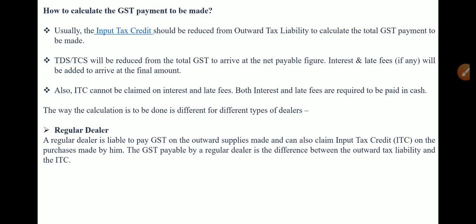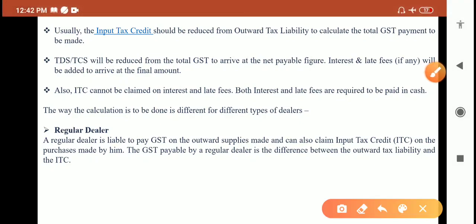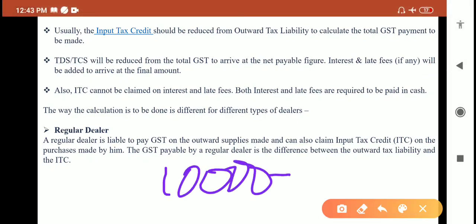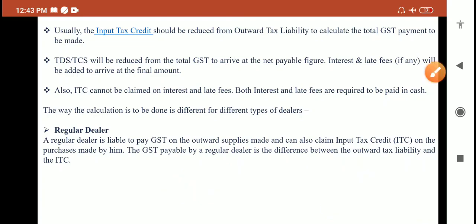It's very simple. So GST will be payable by the regular dealer, and if any ITC is applicable, the input tax credit credited to the dealer's account will be deducted. Say the total GST liability is 10,000. Input tax credit credited is 5,000, and the tax payable is the balance, 5,000. Okay, 5,000 is to be paid. That is the case.